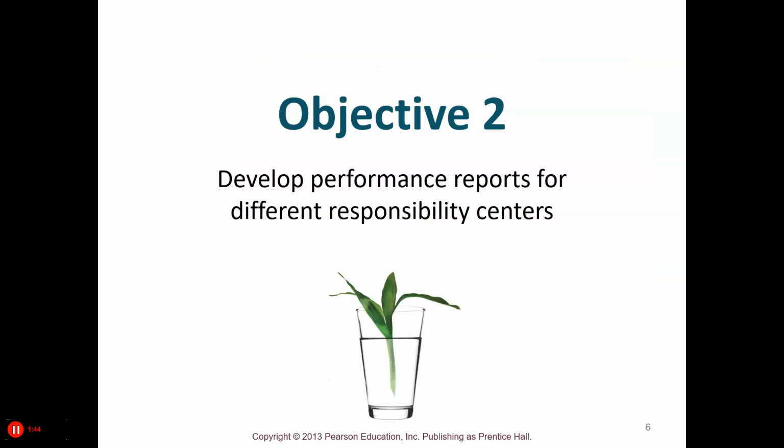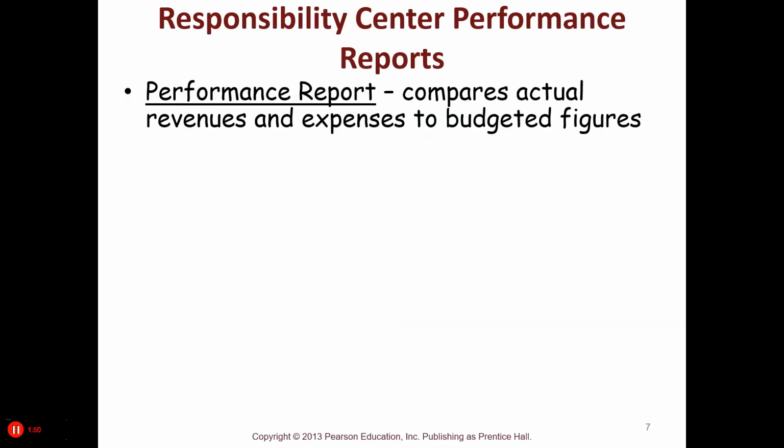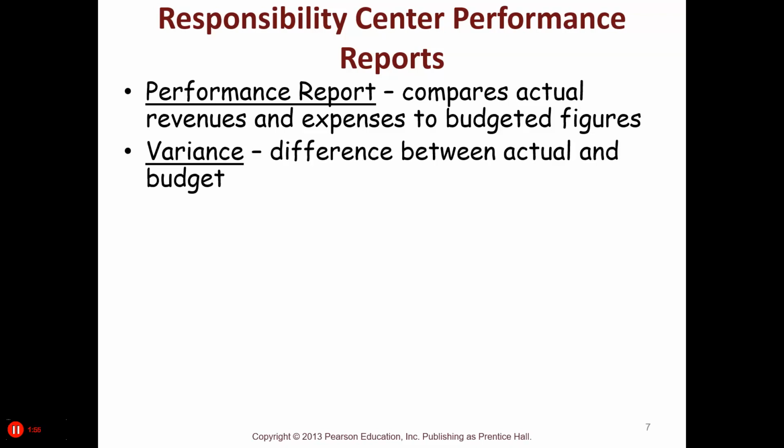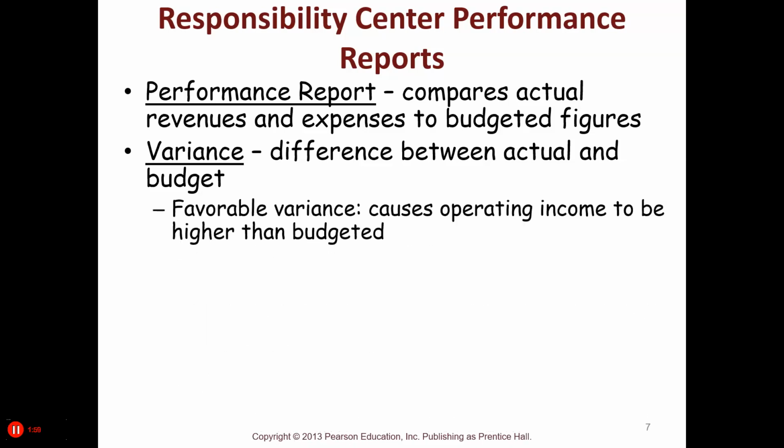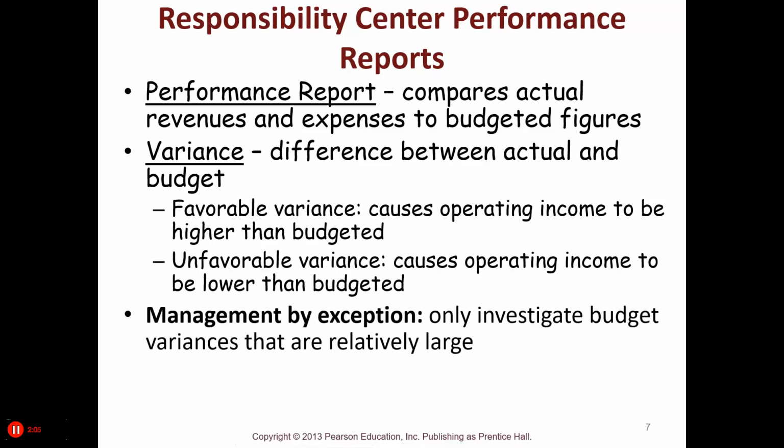Now, developing performance reports, responsibility center performance reports. Performance reports compare actual revenue and expenses to budgeted figures. Variance is the difference between actual and budget. Favorable causes operating income to be higher than budgeted. Unfavorable makes it lower. Management by exception means we focus on the relatively large areas.